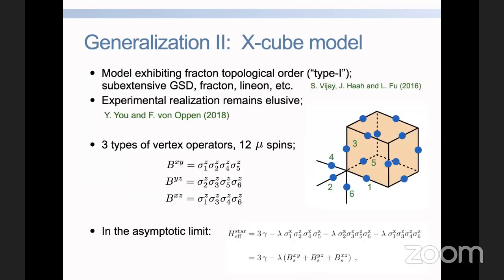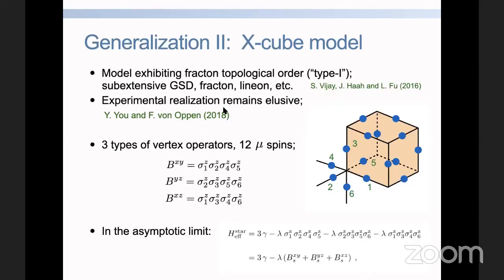And maybe the second one is a trivial generalization, but the model is not so trivial. It's the so-called X-cube model. The interesting thing is that it realizes a more exotic type of topological order, the Fracton topological order. Right now, maybe I cannot even keep up with all the theoretical work on fractons, but if you ask about experimental realizations, I think I can still safely say that it remains elusive. I had this sentence like 1 year ago, but I think it still applies today.